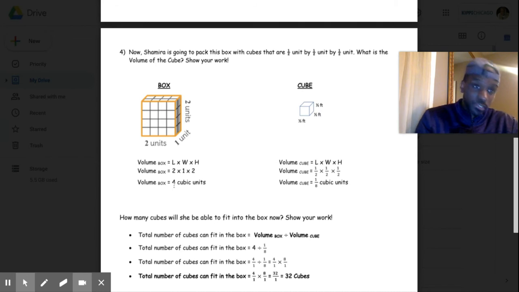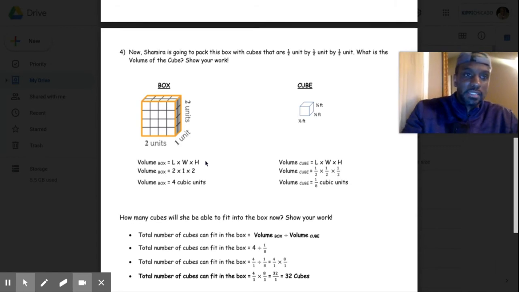2 times 1 is 2, and 2 times 2 is 4, okay? Now we have that. I'm concerned about my image keeps blinking in and out. I don't know why that is. I'm sorry about that. I will look into that.